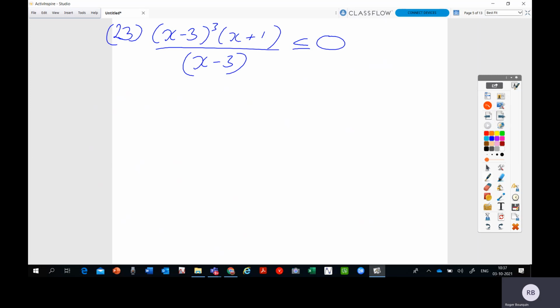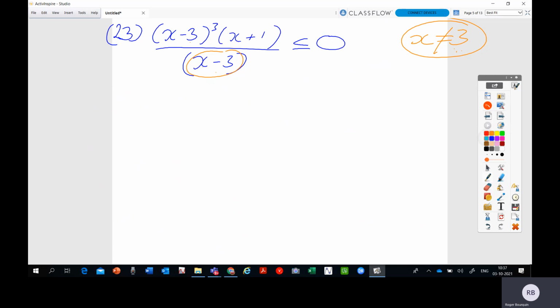The next one, question 23. You've got (x minus 3) cubed over (x plus 1), divided by (x minus 3). Now, guys, those are identical, so you can divide out. You've just got to remember, after you divide, that x cannot be 3, because in the original question you've got x minus 3 at the bottom. So x cannot be 3. You're solving the original question. Even though we're going to simplify, you've got to remember this: x cannot be equal to 3.